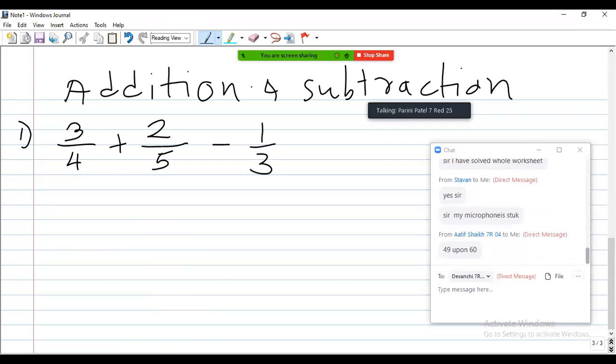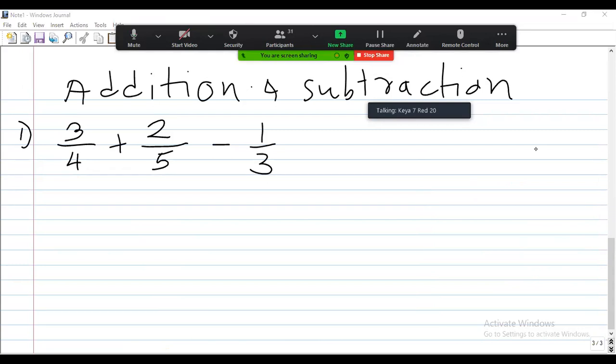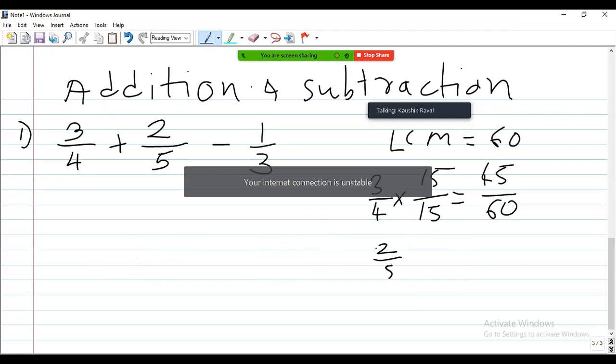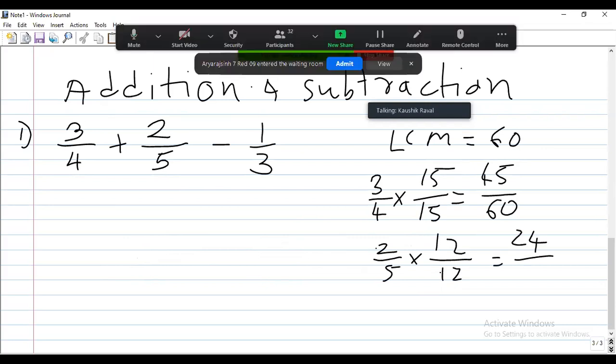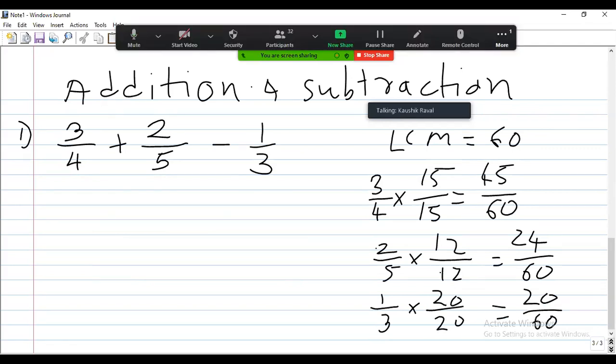Yes. So we need to convert this answer into lowest form. Of course, the answer should always be in the lowest form, right? So, first of all, we'll have to find the LCM of 3, 4, and 5. LCM is 60. So, first we will convert 3 upon 4 into 60. We have to multiply it by 15. 15 threes are 45. 2 upon 5 becomes 12 twos are 24 upon 60. And the third one is 1 upon 3 into 20, very easy. So 20 upon 60.